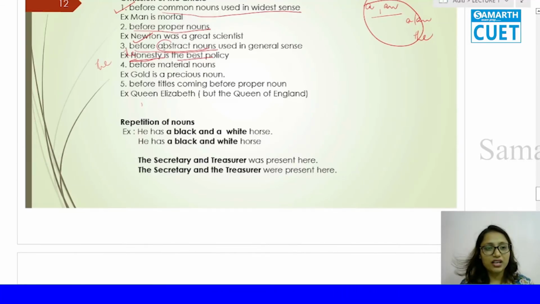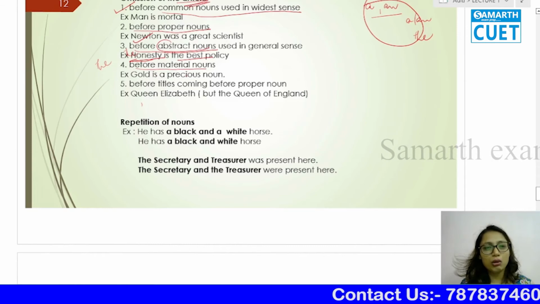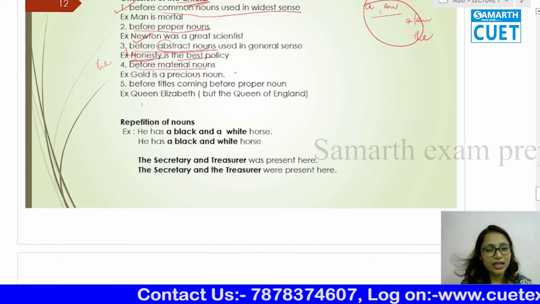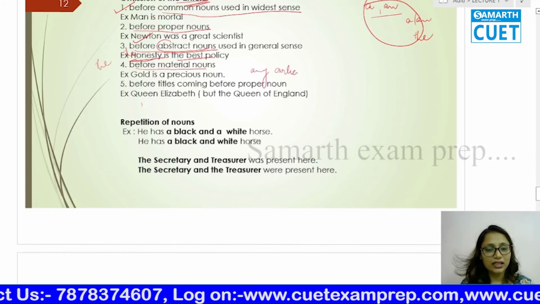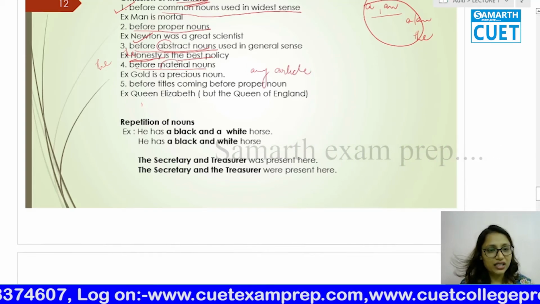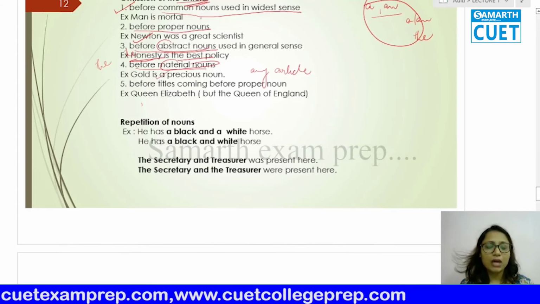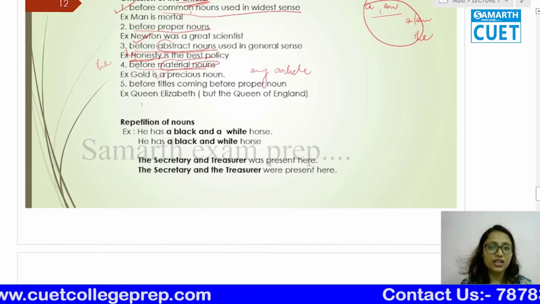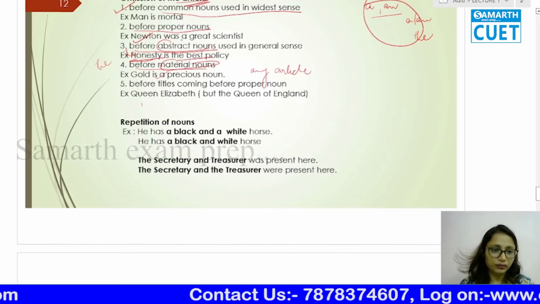Okay, so abstract nouns do not take any article. Before material nouns, meaning gold, steel, silver, we don't use any article. That means material nouns do not take an article, like gold, silver. We will discuss it again in the next lecture, when we discuss the types of noun. We'll again discuss this. Okay.